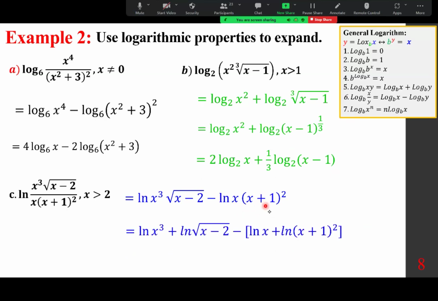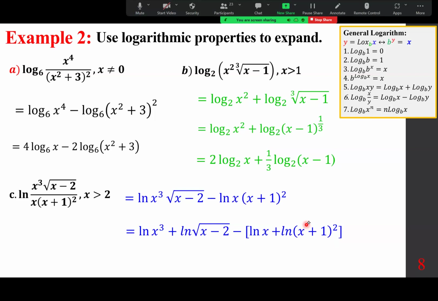Pay attention to the following. So ln of x cubed plus ln of square root of x minus 2. I've seen students sometimes making a mistake of writing minus ln x and then plus ln of x plus 1 quantity squared, which is wrong. Make sure this whole thing goes into the brackets if you have a negative sign, because it will change everything. However, if it's a plus sign, then it doesn't matter. So let's see what happens next.